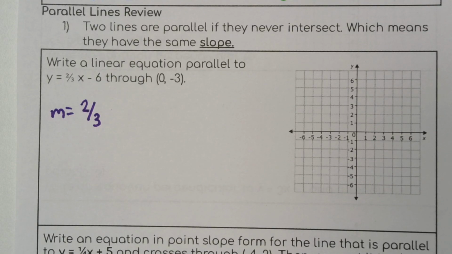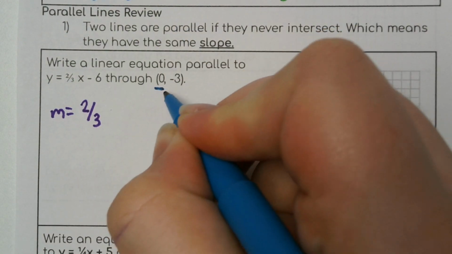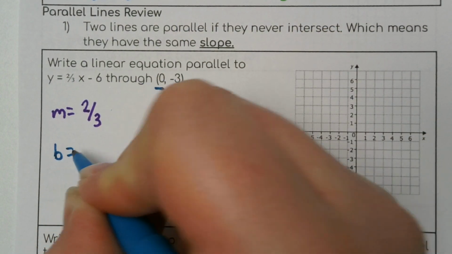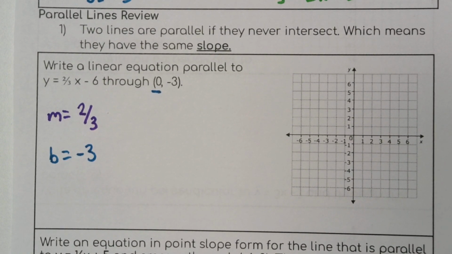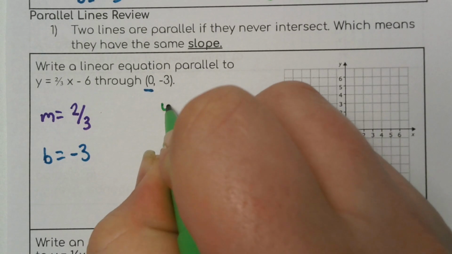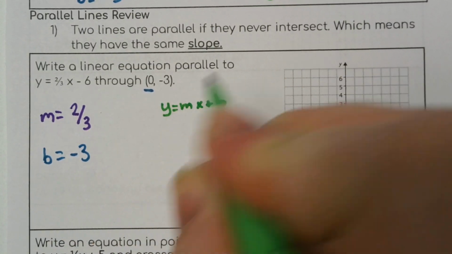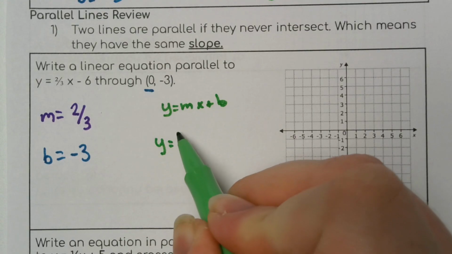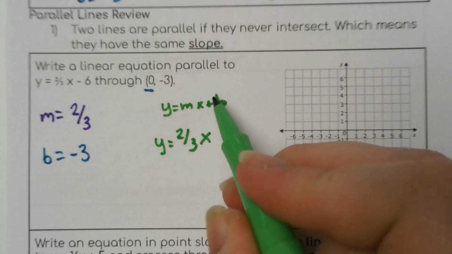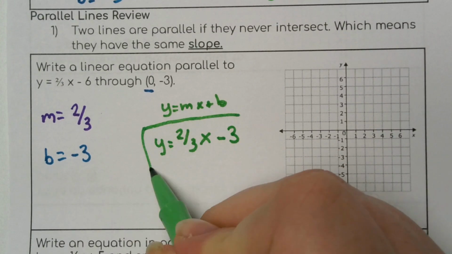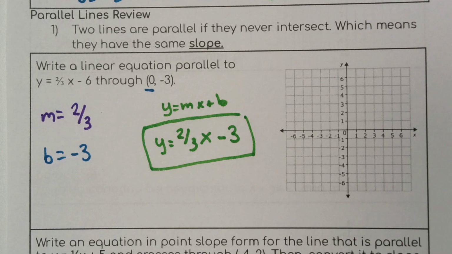Okay, so then my y-intercept, what's my y-intercept going to be? When x is 0, negative 3 is my y. That will be my y-intercept. And then we just have to plug it into our y equals mx plus b. And we have our m and b already. We got y equals 2/3 x, and then plus b. Our b is negative 3, so it's going to be minus 3. So we wrote our linear equation.